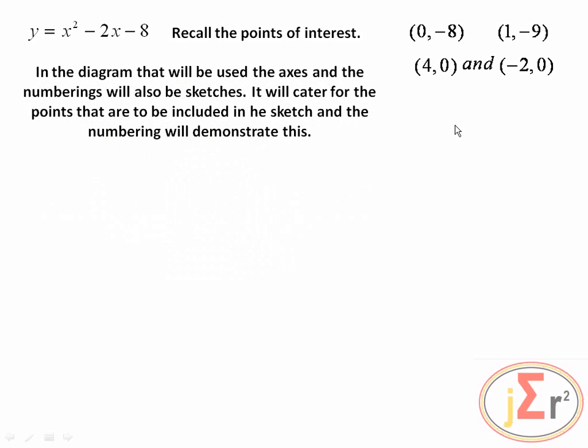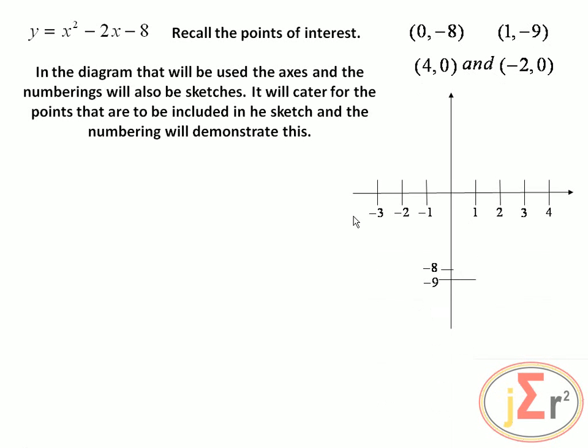So in this sketch, we have to cater for a y value of negative 8, a y value of negative 9, x values of 4 and negative 2. So let us show that. Of course, we have the 4 here, and we go all the way down to negative 3, although the point will be at x is equal to negative 2. And we have our y-ordinates represented here, one for the extreme value and one for the y-intercept.